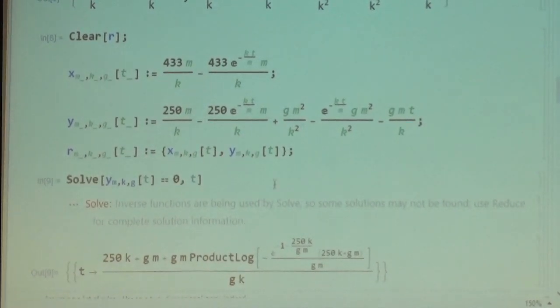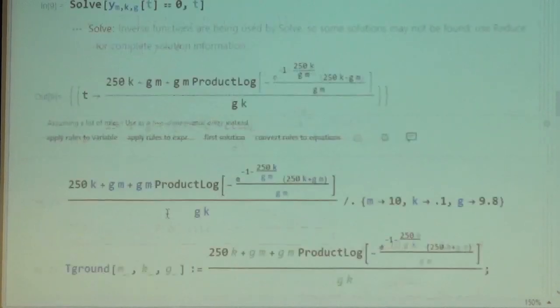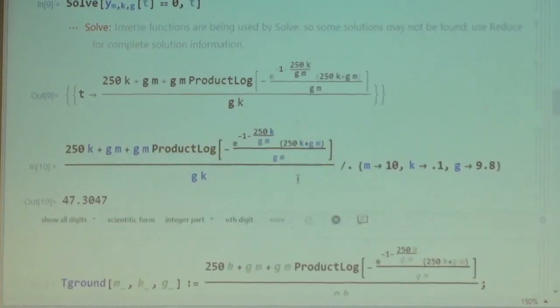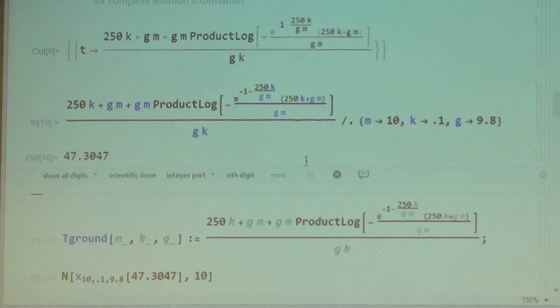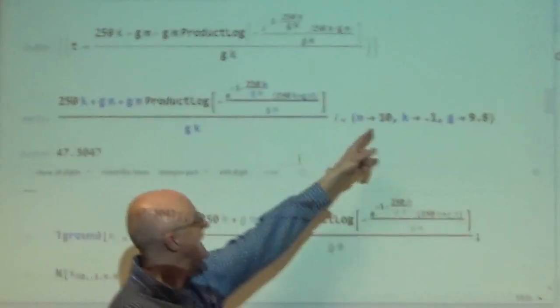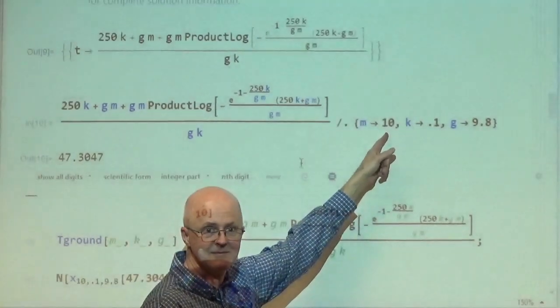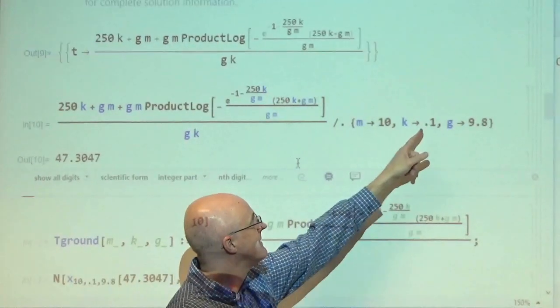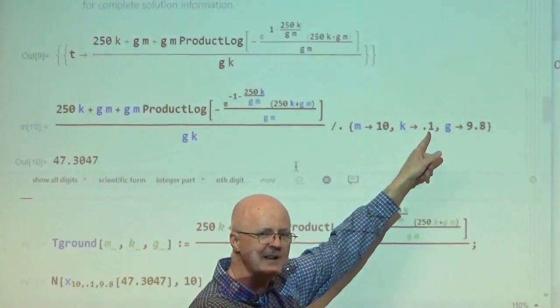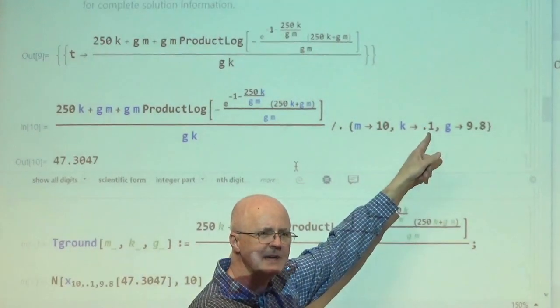That is the moment in time when it hits the ground. And you can plug in numbers into it. So for example, when the mass is 10 kilograms, the k is 0.1. What would the units of k be?